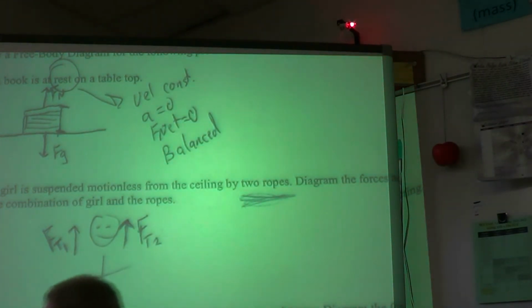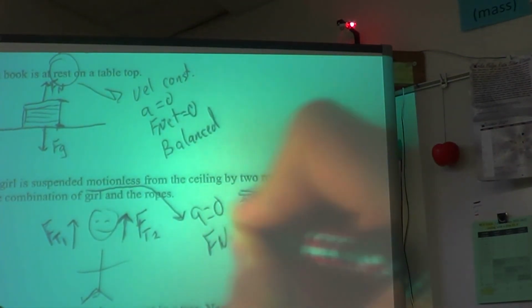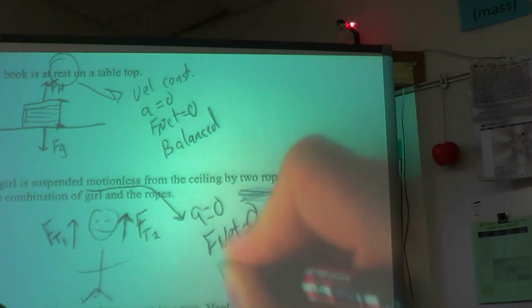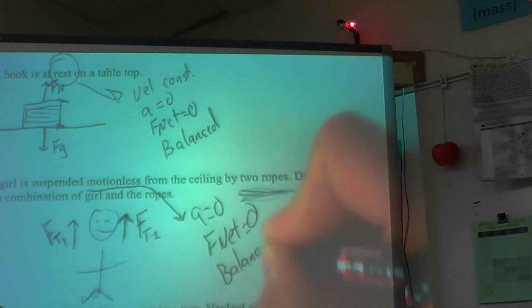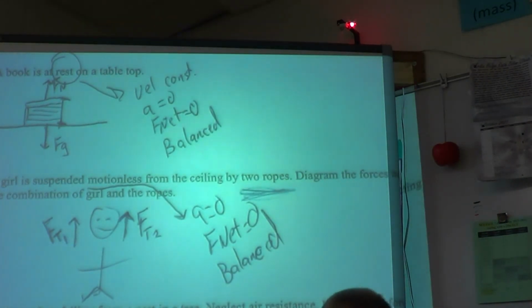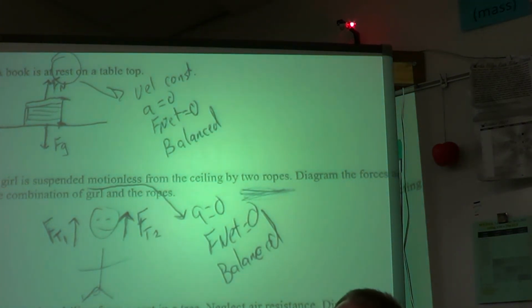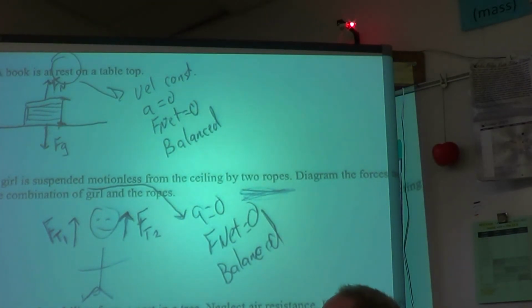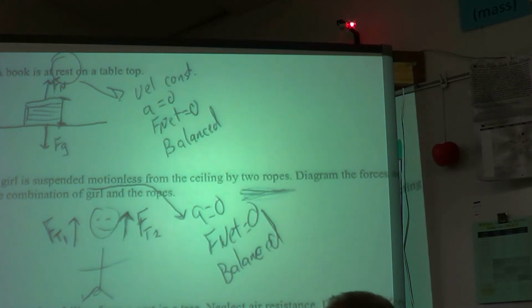Now, motionless. What does motionless tell us? Tells me the acceleration is 0, which means my F net is 0, which means my forces are balanced. Are there more forces acting on this girl? Because does my picture show balanced forces? No. Right now, which way would she be accelerating? Up. She'd be accelerating upwards. So what force is pulling down on her to balance that out?